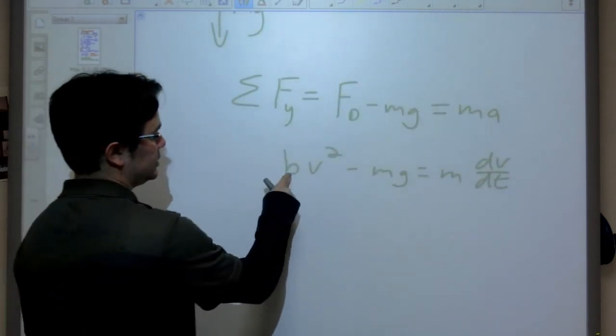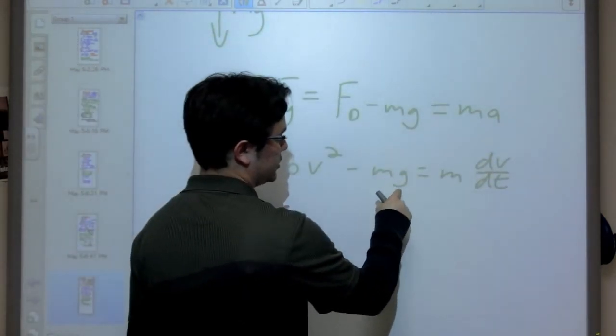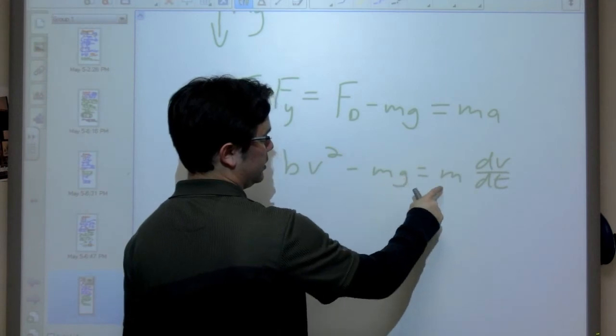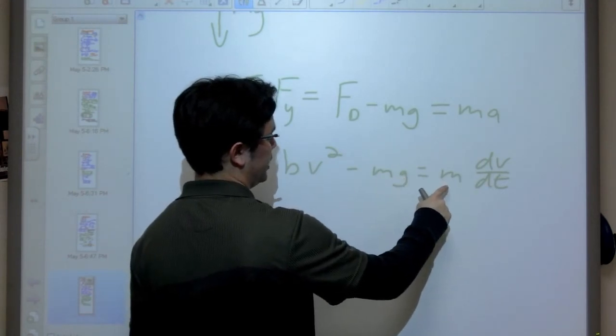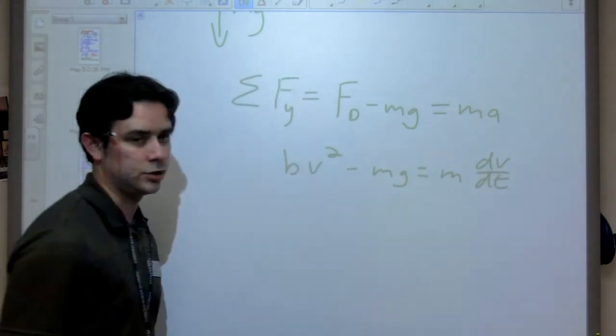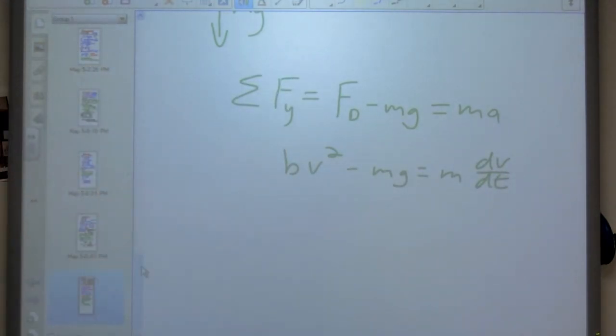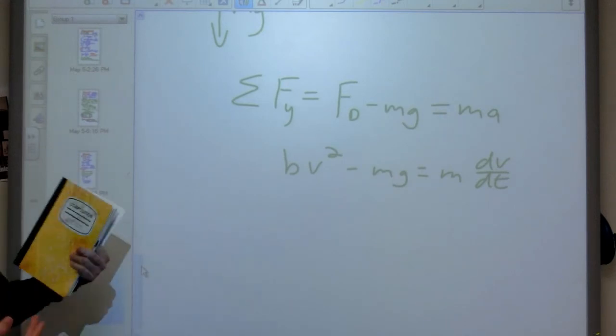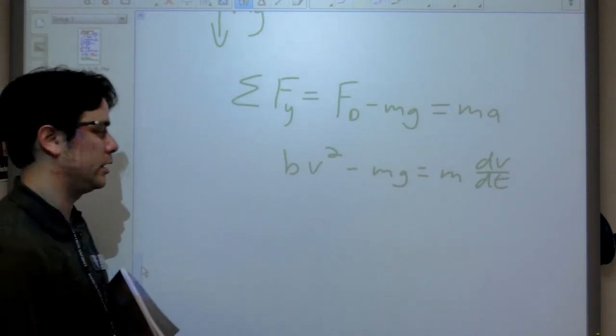We have a bunch of constants. B is a constant, mass is a constant, acceleration due to gravity is a constant, mass is a constant again because I'm redundant. And the only other things are v and how it changes with respect to time. That is a differential equation. If that's all they're looking for, you pretty much can leave it in that form. Now you can clean it up a little bit.